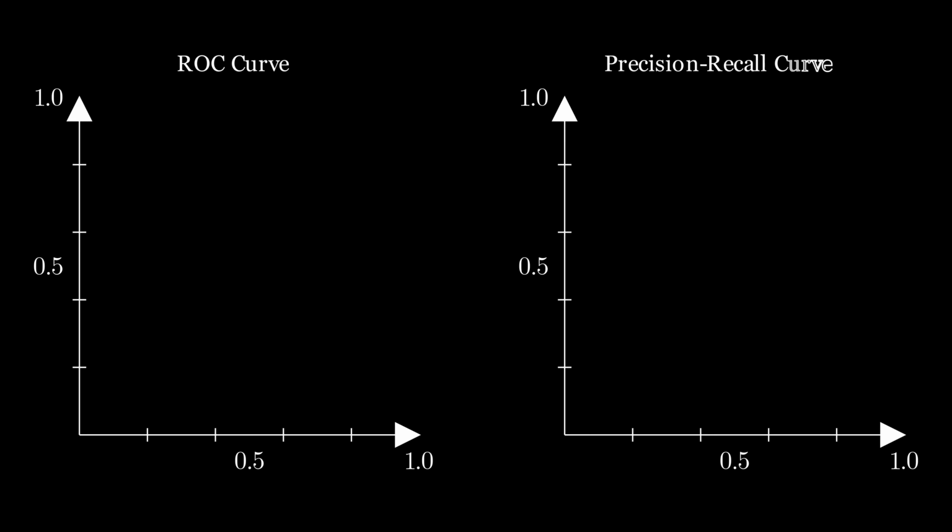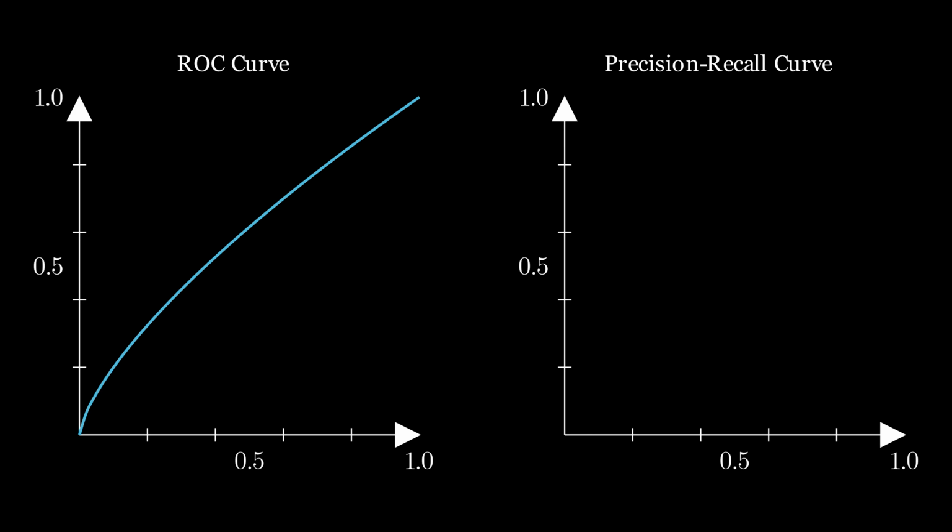On the left, we have the ROC curve, which plots the true positive rate against the false positive rate. This is commonly used to evaluate binary classifiers. On the right, we see the precision recall curve, which is particularly effective in cases of imbalanced datasets where the positive class is much smaller than the negative class.